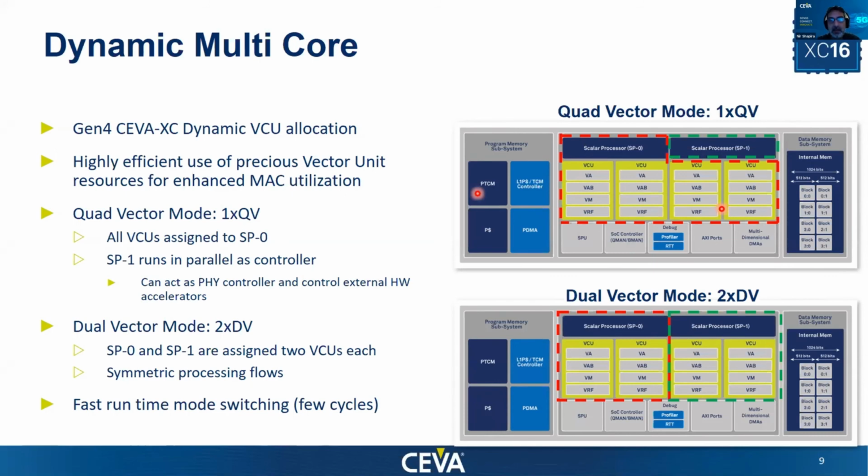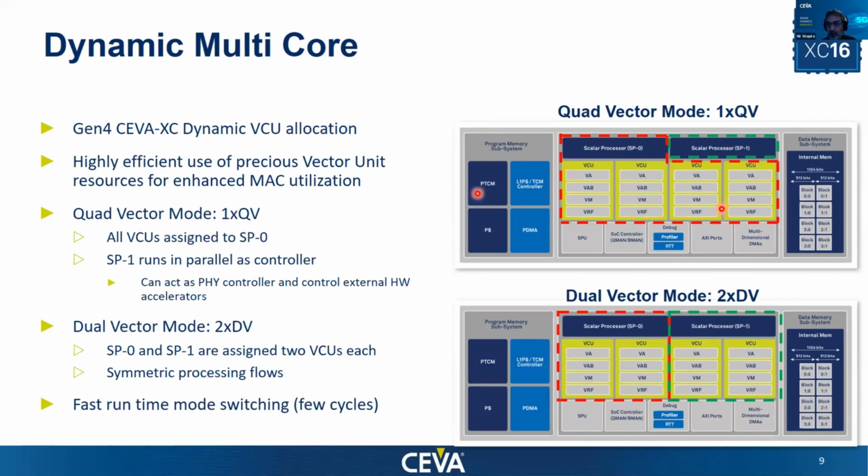And in the other mode, we call it dual vector, or DV mode. That's where we do a symmetric allocation, so the resources are equally divided between the execution units. And what is nice here is that you could really switch between these two modes at runtime with very few cycles.